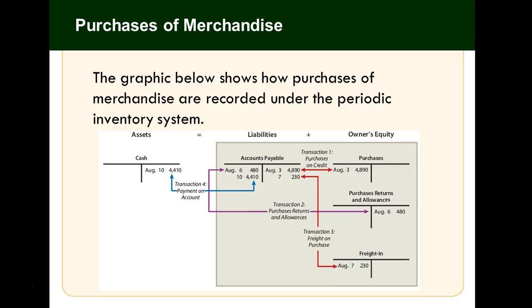So as you see here, under this periodic system, we're going to show purchases, we'll show purchase returns and allowances, and we'll show freight in. The difference between this periodic system and the perpetual system, remember under the perpetual we called it merchandise inventory? Remember that? We don't do that here. We started with beginning inventory. Any purchases we record in an account called purchases.